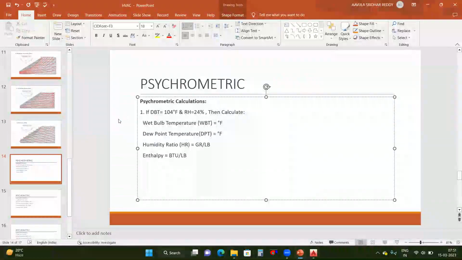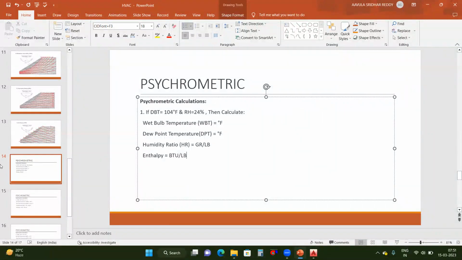So this psychrometric chart is very useful when we are calculating heat loss. So try to solve all these psychrometric problems. Here the first problem is: if the dry bulb temperature is 104 degree Fahrenheit and the relative humidity is 24. So these are the two values we got. Remember every time we will get only two values, so that we need to calculate the rest of the values.